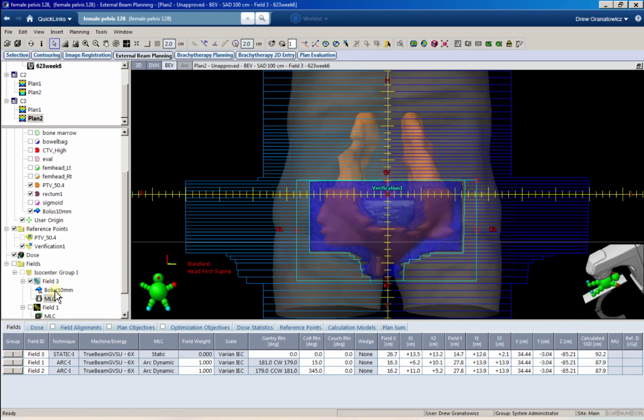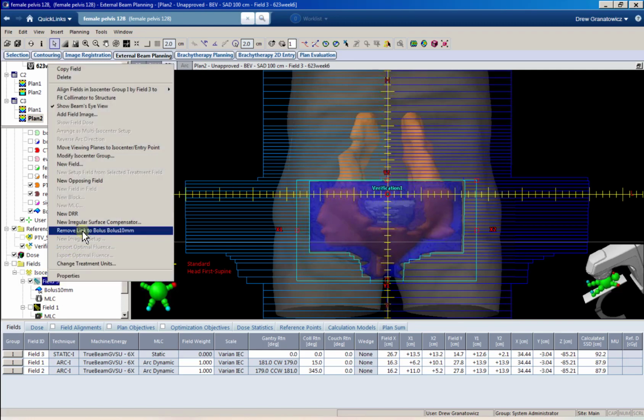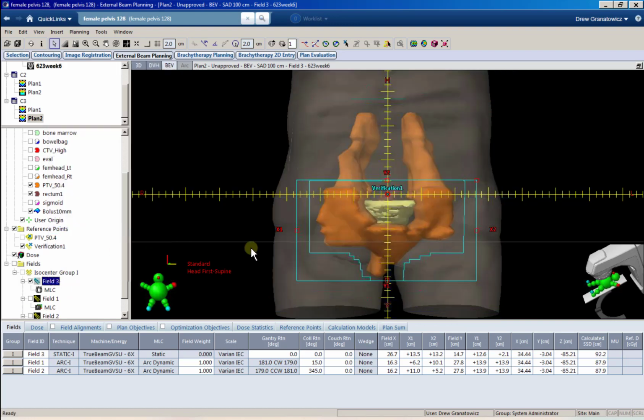So you cannot keep a bolus attached to a setup field. You have to remove it. So we just linked it so we could see it. We can draw the outline. Now I can remove that link. But now what they can do on the machine is load up this setup field and use the light field to trace out where the edges of the bolus should be.